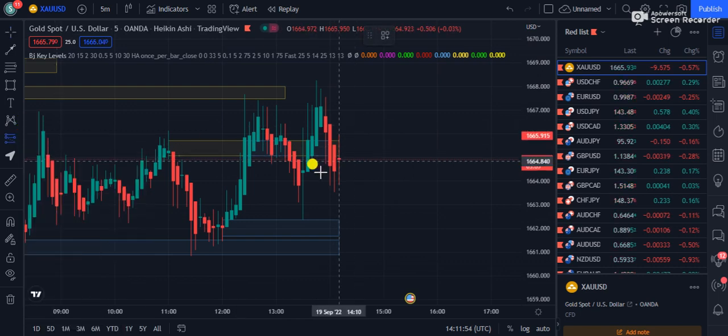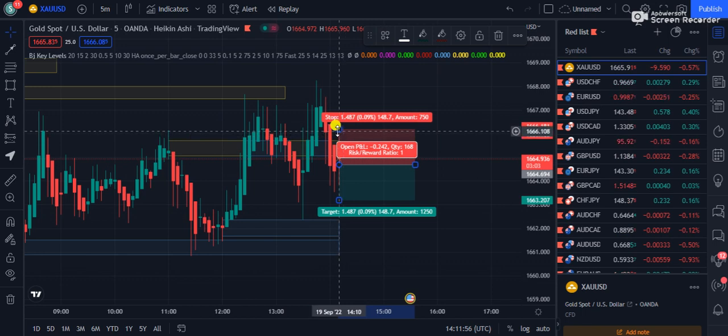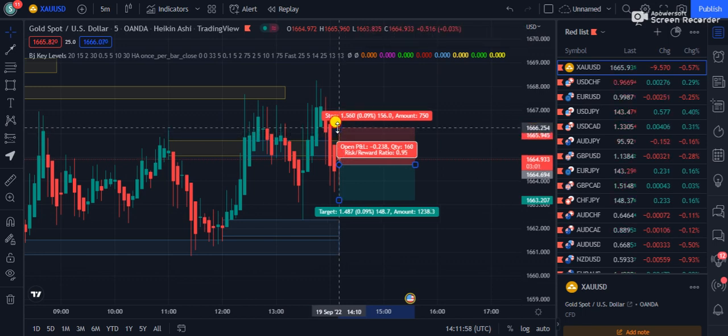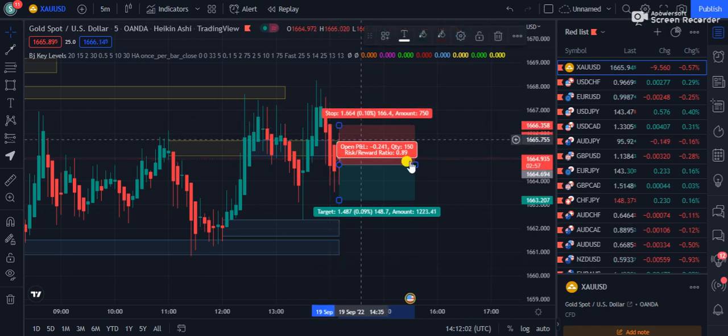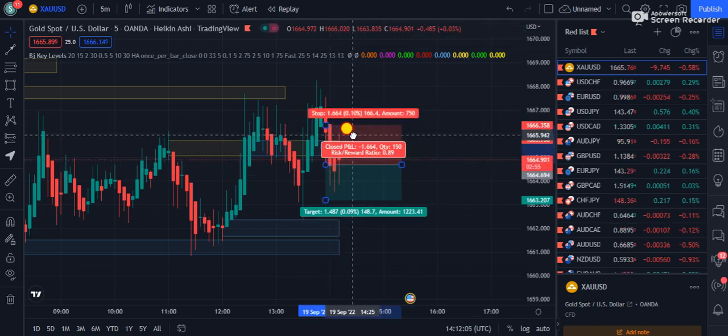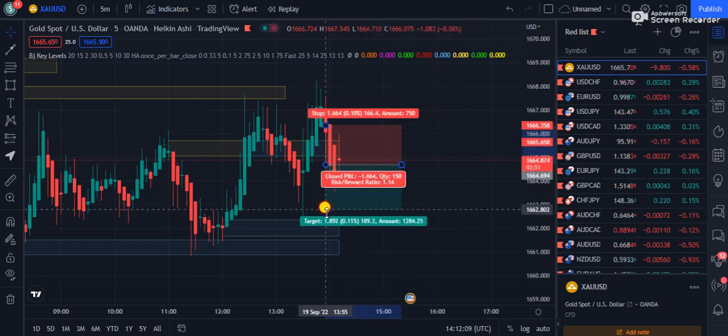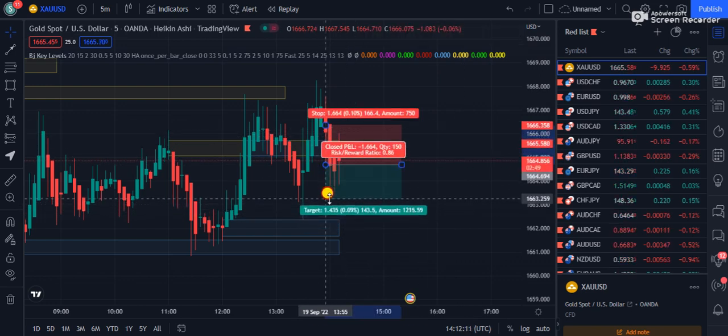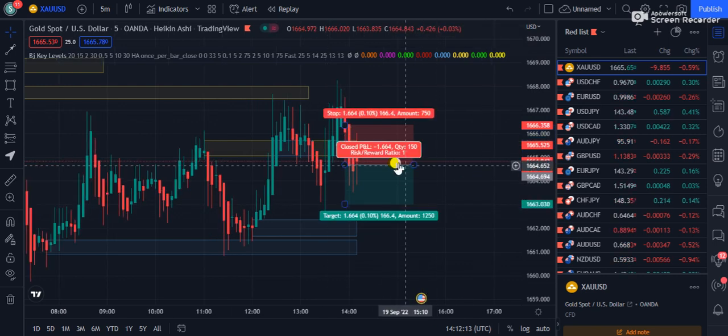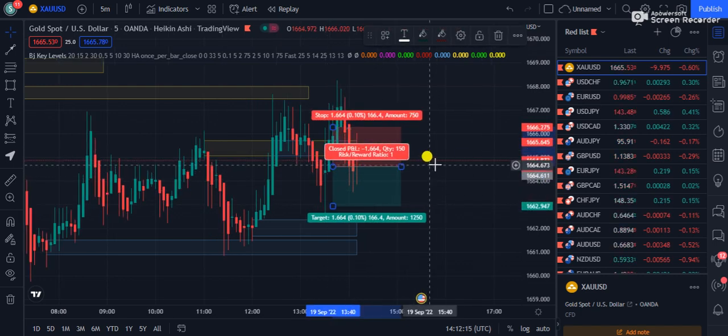So let me give you an example. If you have taken a sell position from here, set up a stop loss at the previous high of the market, or better, set up a stop loss above the level, and then you can target something like 1.26 or 1 ratio, and then you can target like this. Okay, so this is the example that you can do.